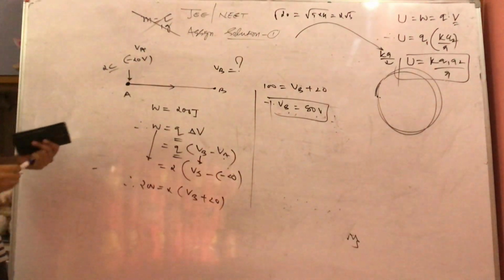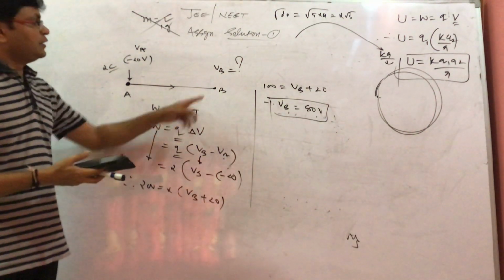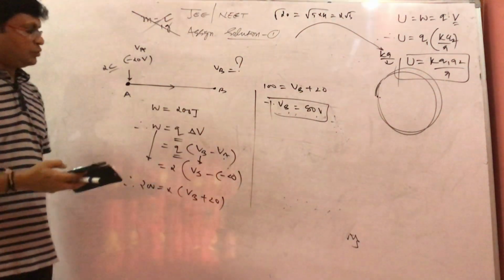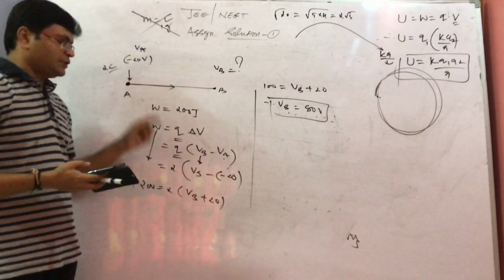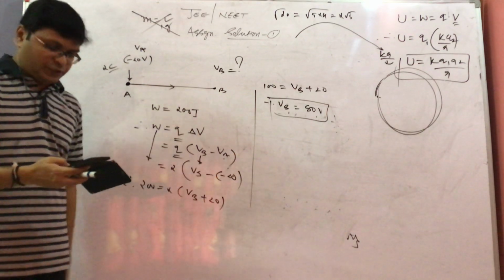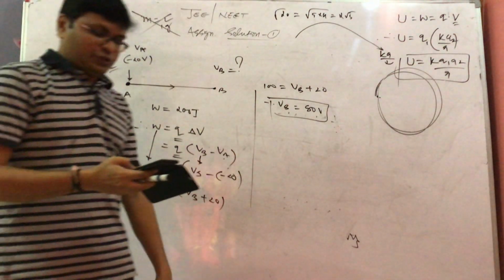This is your answer. So the potential at point B, you can see, is 80 volt, most important. And that's the reason the potential at this point B is higher than at this point A. So that's why VB minus VA. Important, no doubt.